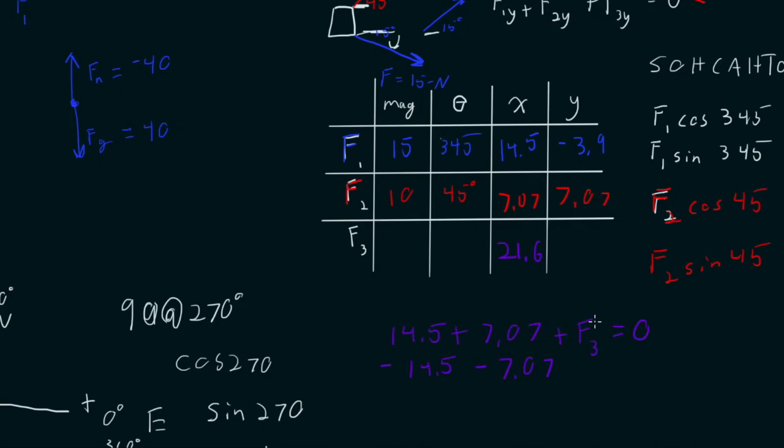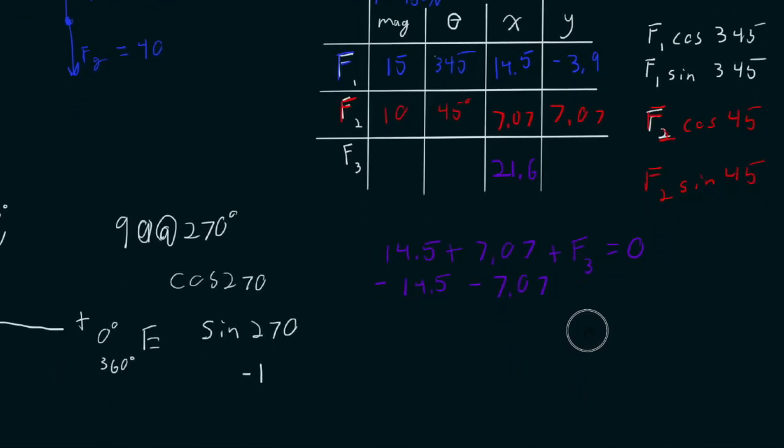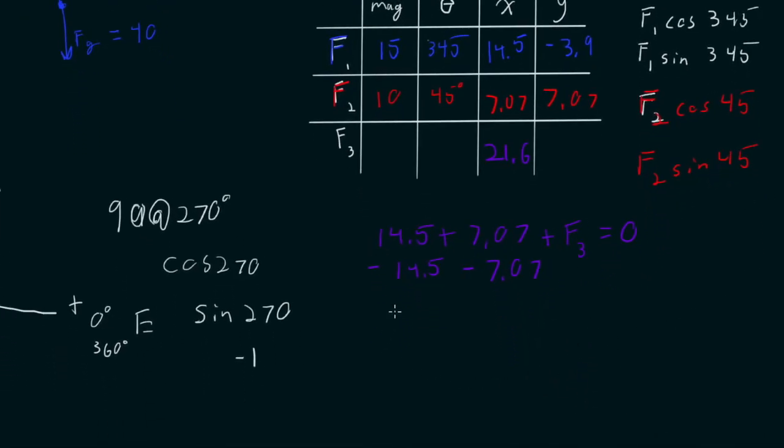All right, and then we need the y. And the y is going to work the same way. I'm going to do this one in green, my y. So this is my x, this is my y, and that's going to be negative 3.9 plus 7.07 plus F3 equals 0. So I'm going to add 3.9 to both sides, and I'm going to subtract 7.07 from both sides. And when I do that, I should get negative 3.2. We'll round it to 3.2. So now I have the x and y for F3.